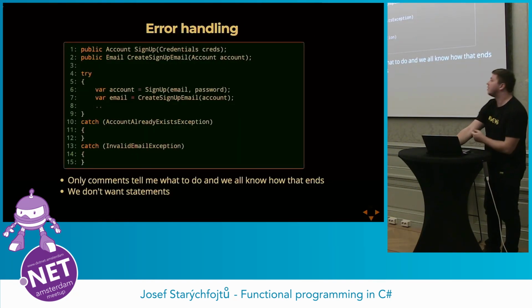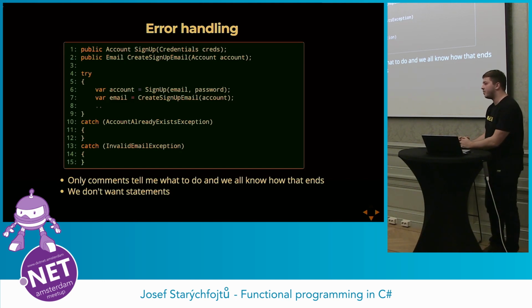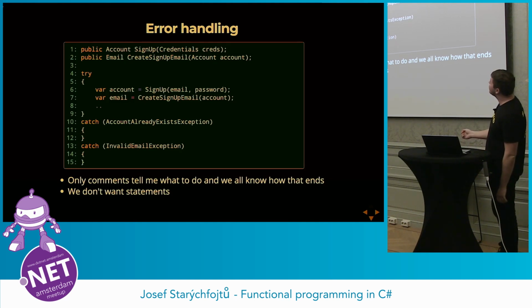So, error handling. The options show us a bit about error handling. But what if we want to know why it failed? The option only says it failed. That's not really useful. We want to add some information. So yeah, this is some code which is, I guess, usual for some code bases. You have the signUp function, which takes credentials and returns an account, which is of course not true, right? CreateSignUpEmail takes an account and returns an email. That might be true, but we don't know.